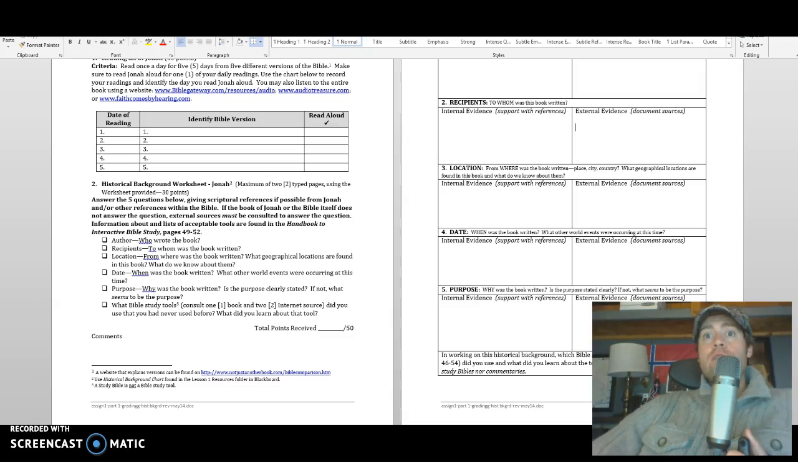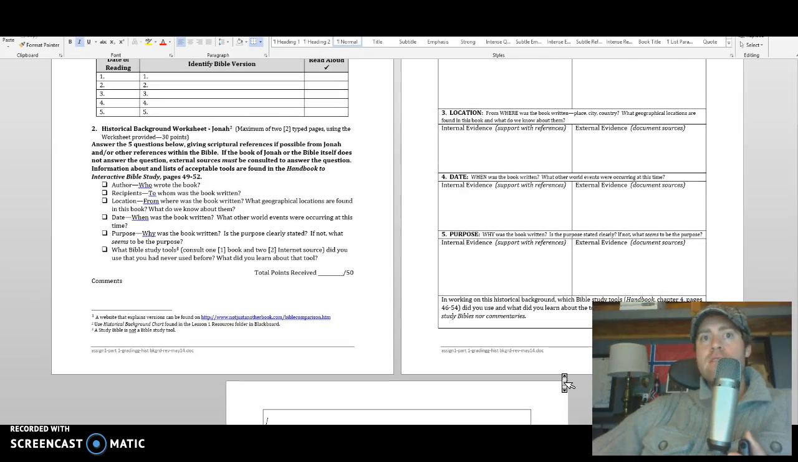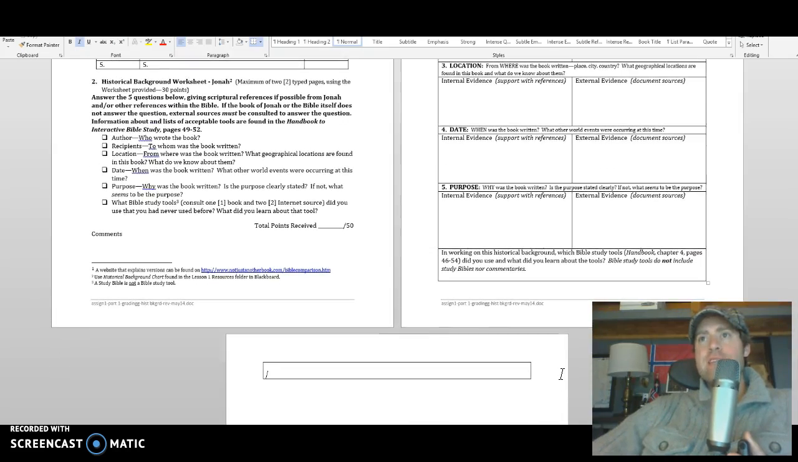So again, in working on this historical background, which Bible study tools, which you can find in the handbook, chapter 4, pages 46 to 54. I think over here it said 49 to 52. Chapter 4 is a little bit longer, but it specifically should be on those pages right there. Did you use, and what did you learn about the tools? So that can be answered right here. So you just do that. So that gives you more space to answer about that.